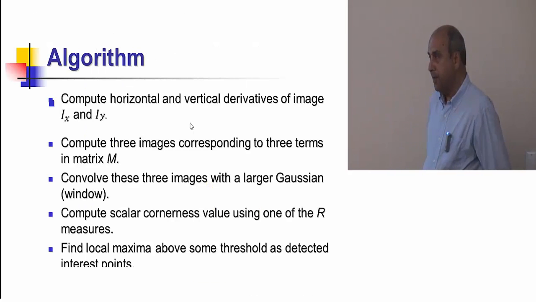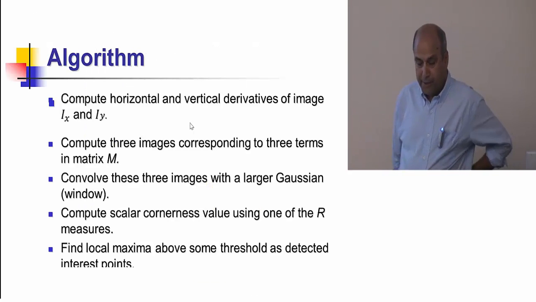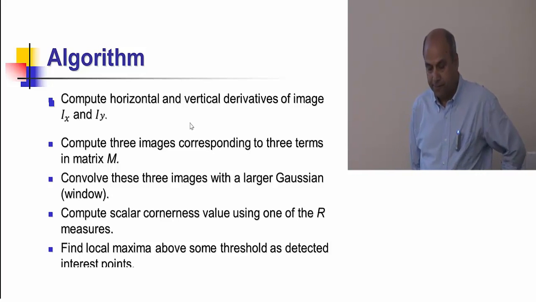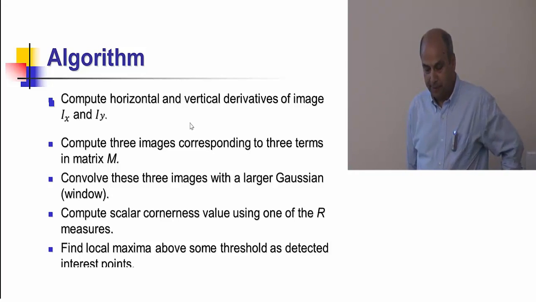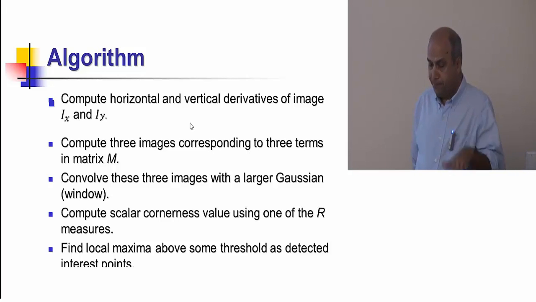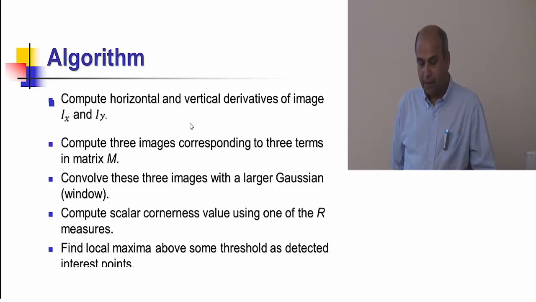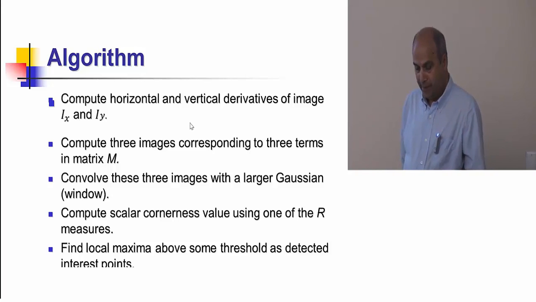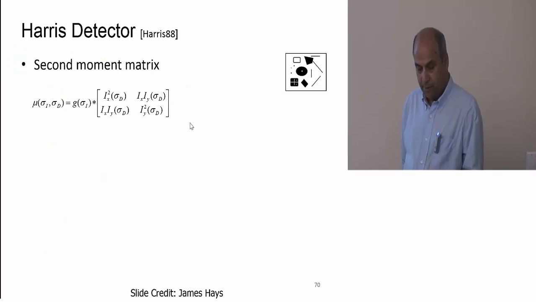And so the algorithm is that we compute horizontal and vertical derivatives of the image, Ix, Iy, and compute 3 images corresponding to the 3 terms in matrix M, because the other is a repeat, the symmetric matrix. Convolve these 3 images with a large Gaussian window, compute the scalar cornerness value R, and find local maxima in that, and those are our corners.